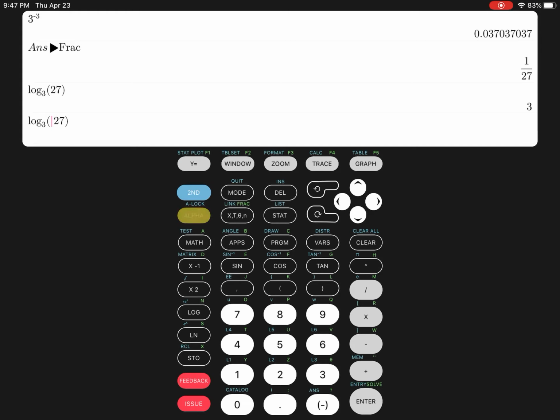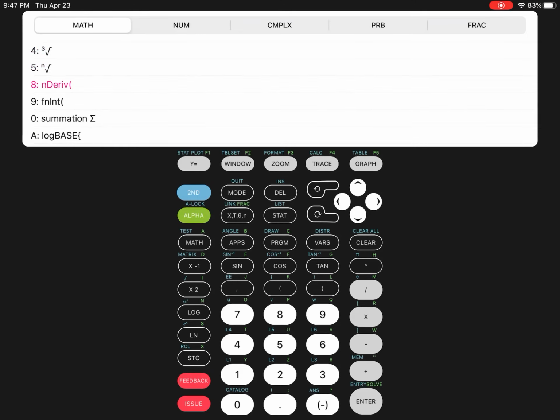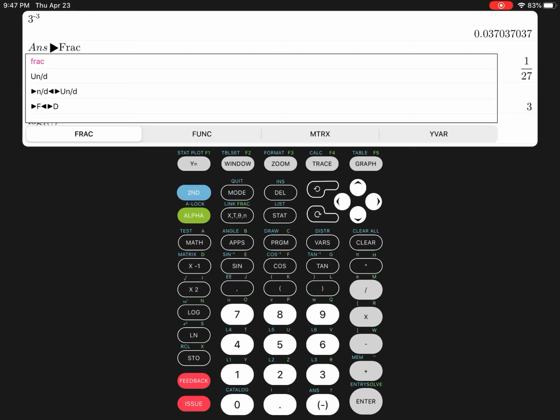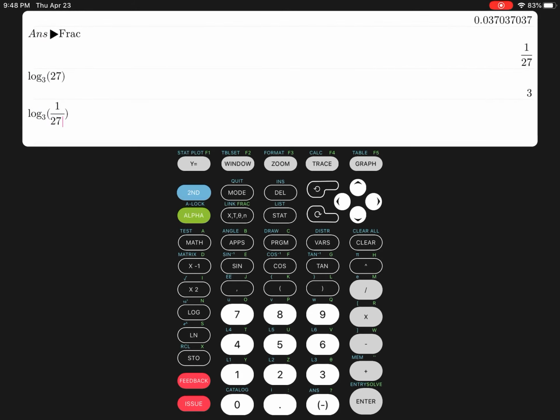And I put the wrong problem, didn't I? That should have been 1 over 27. Well, let's just start that one over. So math, log base 3, and then my fraction, 1 over 27. There it is, negative 3.